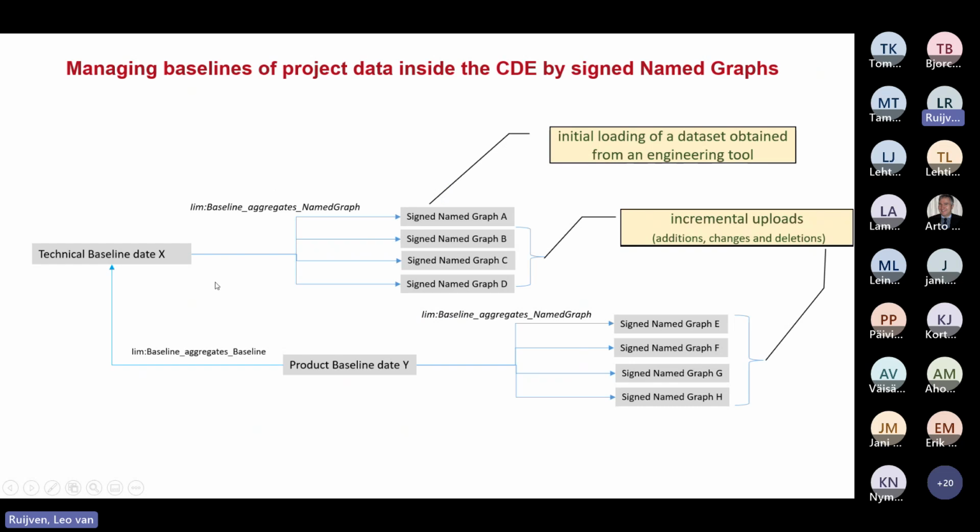We use baselines. The whole configuration management is based on baselines. And we define baselines on the graph, the signed named graphs. And at a certain moment, you can introduce a new baseline, which in fact aggregates the previous baseline and starts to collect new incremental uploads. So at any time you can ask what the original baseline is, what the actual baseline is, and the difference between them.